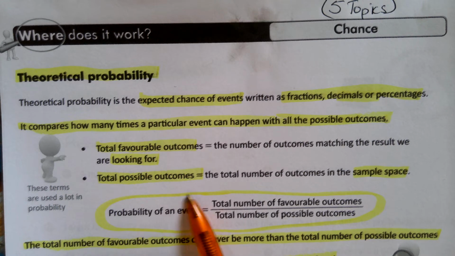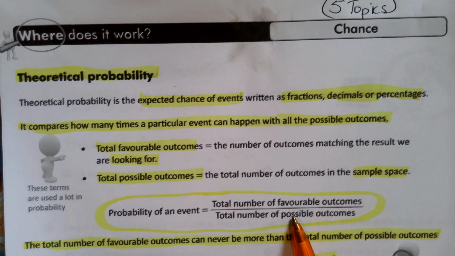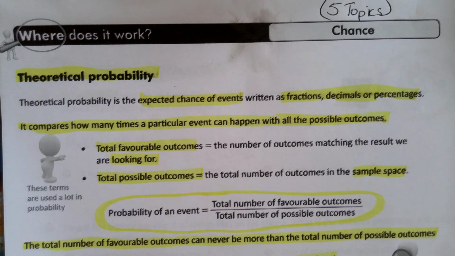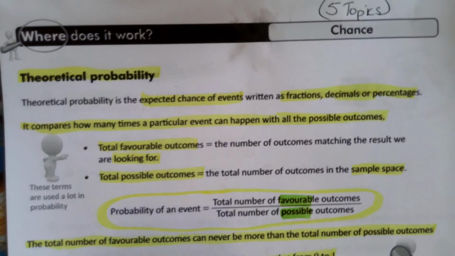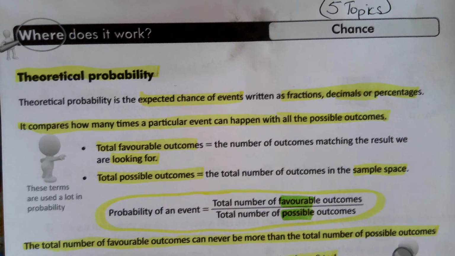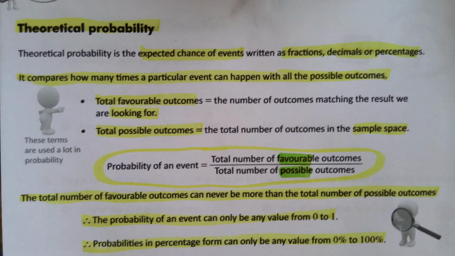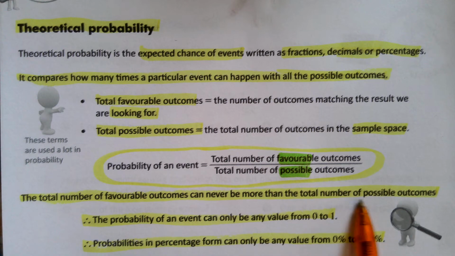So the probability of the event, what we are looking to find, is the favourable number of outcomes over the possible number of outcomes. I suggest that you pause and you copy down this formula. Favourable over the possible, the total number. And also the total number of favourable outcomes can never be more than the possible.